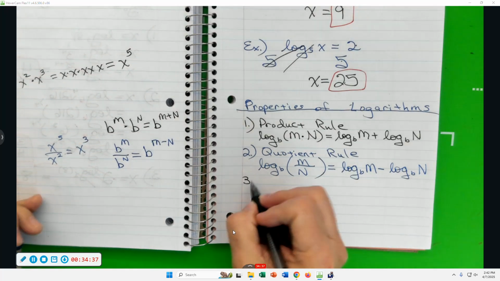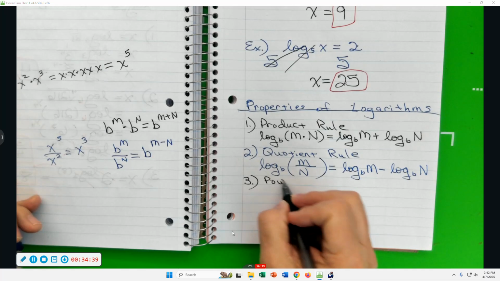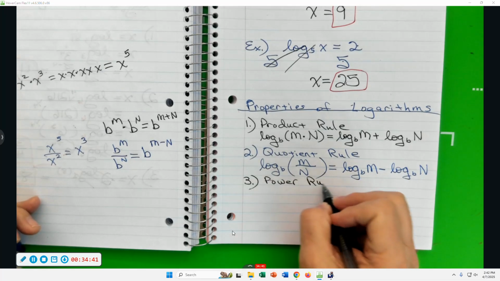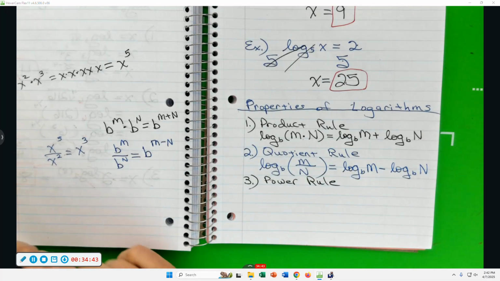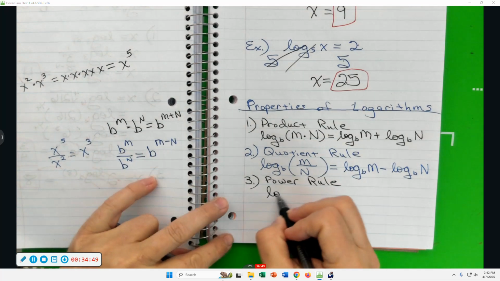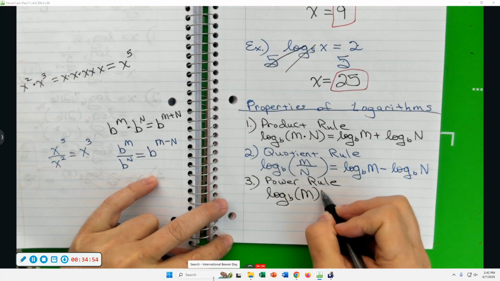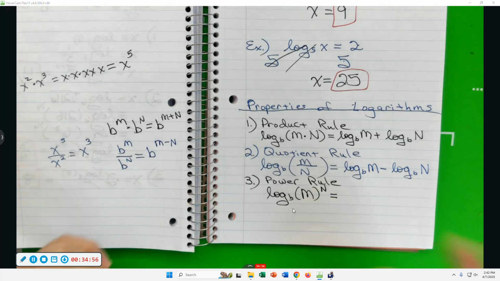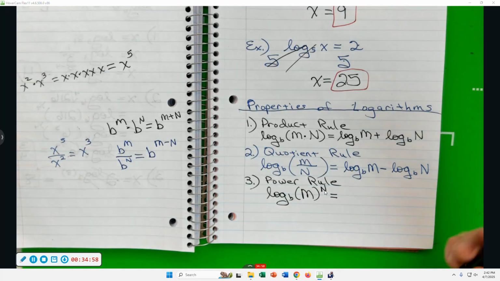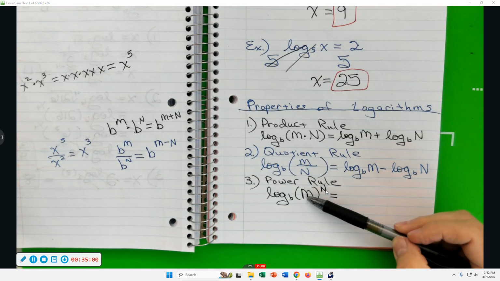The third property, probably people think of this as the most bizarre property. It's the power rule of logarithms. Log base b of m raised to the n power. Wait a minute. The exponent is on the argument. It's on the entire argument.